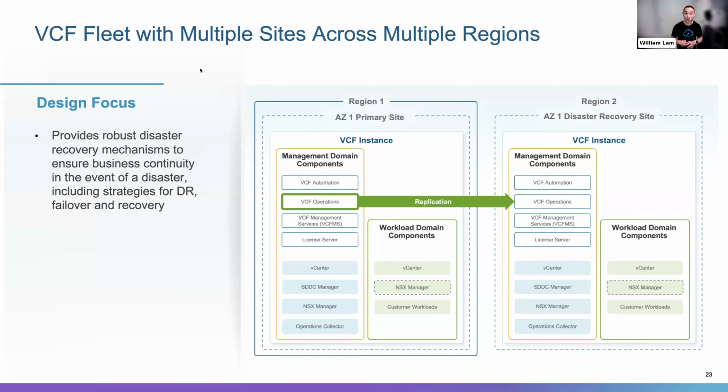The next one is really a hybrid of the two. Now I have multiple sites across multiple regions. So I might have a primary availability zone that's running my instance one, and a disaster recovery site, just providing additional business continuity or disaster recovery capabilities here. So again, it's taking a hybrid of the earlier scenarios that you saw.